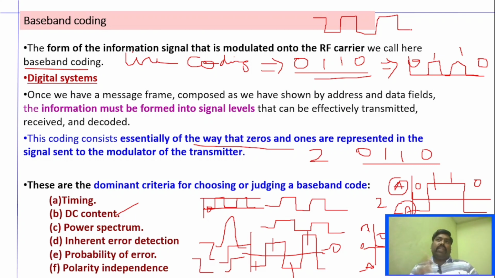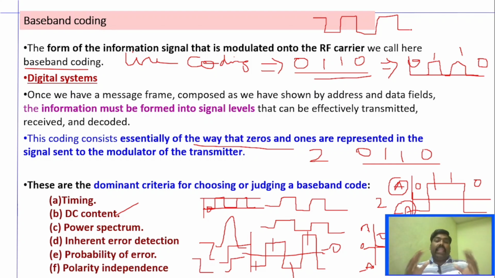And what is probability of error? Probability of error is completely different from inherent error detection. Inherent error detection speaks about the error detection capability, whereas probability of error is the quality of that particular baseband signal, right? It should have a lesser probability of error, right? The probability of error occurrence must be very less, so that the quality will be good. That is called probability of error.